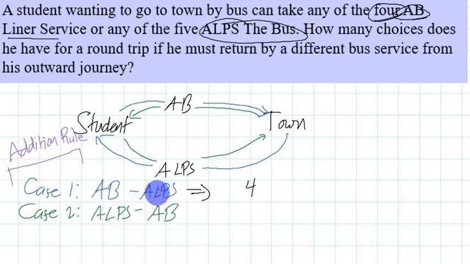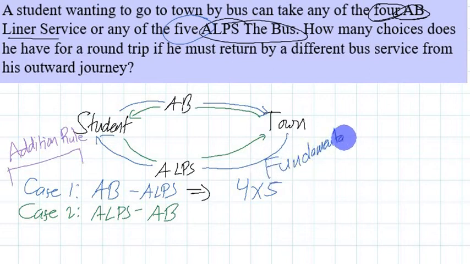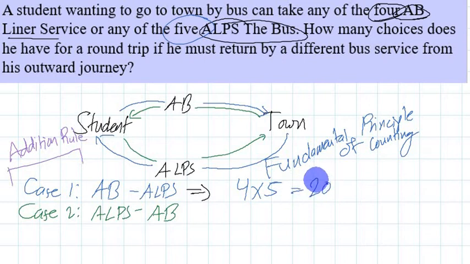To finish the second part of the task, which is to take Alps, he would have 5 choices. So if you have 4 choices for the first part and 5 choices for the second part of the task, by the fundamental principle of counting, or FPC for short, we're going to have 20 choices for his round trip journey, provided he chooses the AB Liner first.